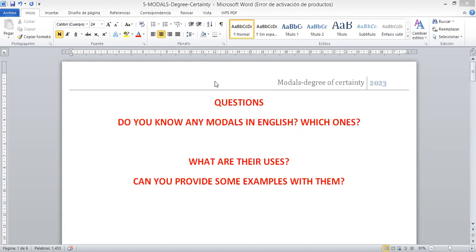Okay, good evening. This is session number 5. In this session, we're going to discuss some modals of certainty, degrees of certainty. The purpose of this session is to identify which modals we can use, and to recognize the proper usage of each one.